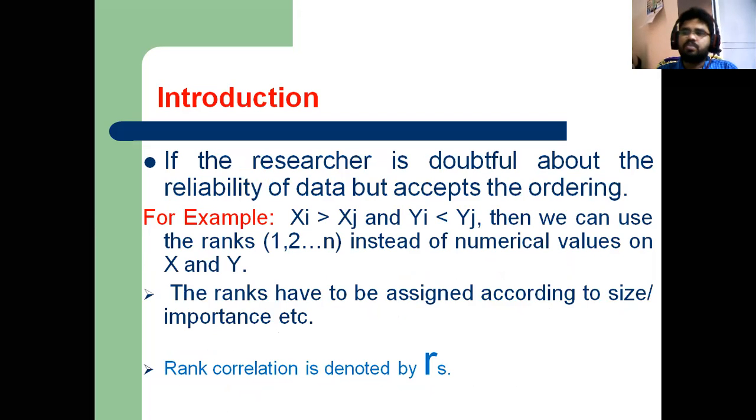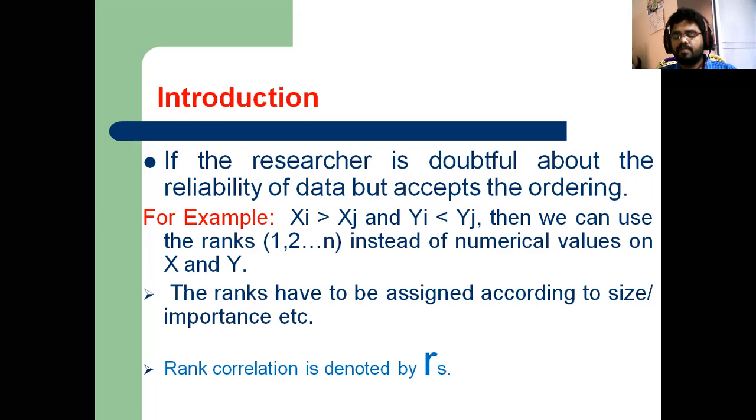Rank correlation is used if the researcher is doubtful about the reliability of the data but accepts the ordering. For example, the researcher has some doubt about the reliability of the data, whether the data is real or not, but accepts the ordering, nothing but we need to accept the ordering. For example, taste: good, very good, average, like that.